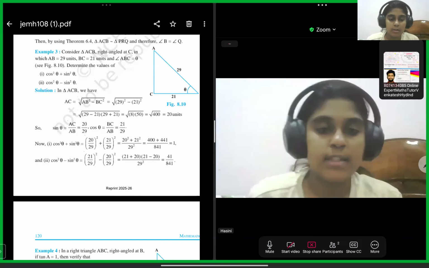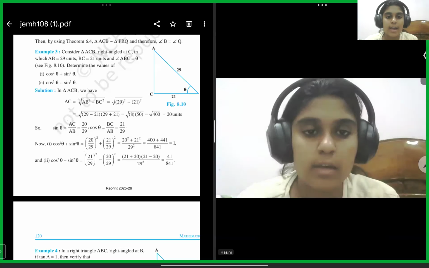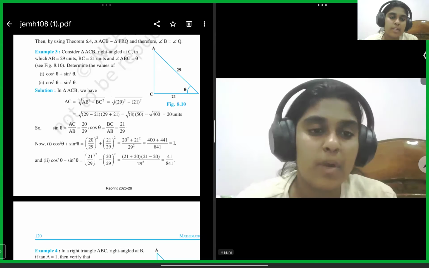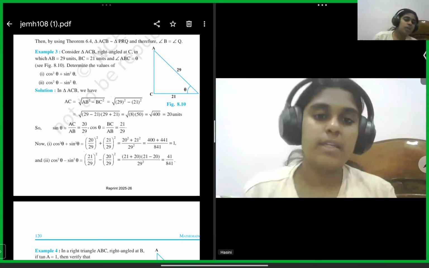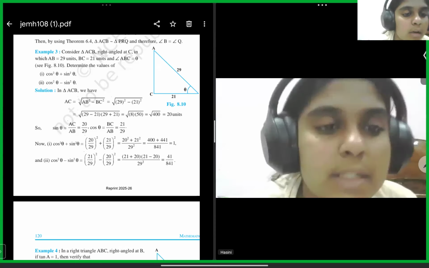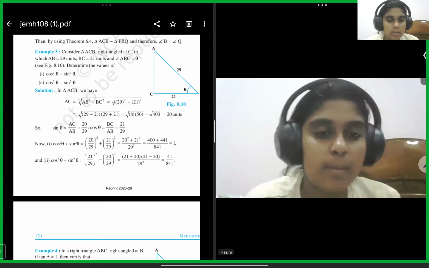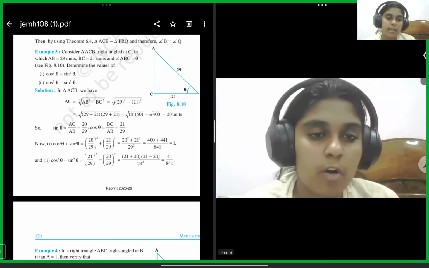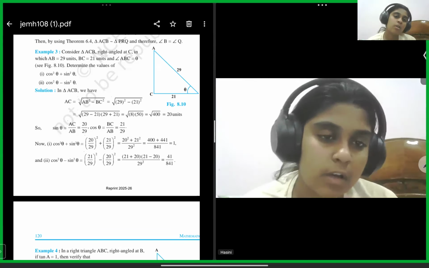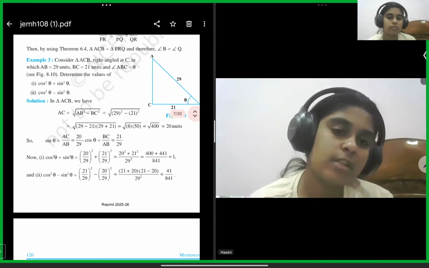Consider a triangle ACB right angled at C, in which AB is 29 units, BC is 21 units, and angle ABC is theta. See figure 8.10. Determine the value of cos square theta plus sin square theta, and cos square theta minus sin square theta.